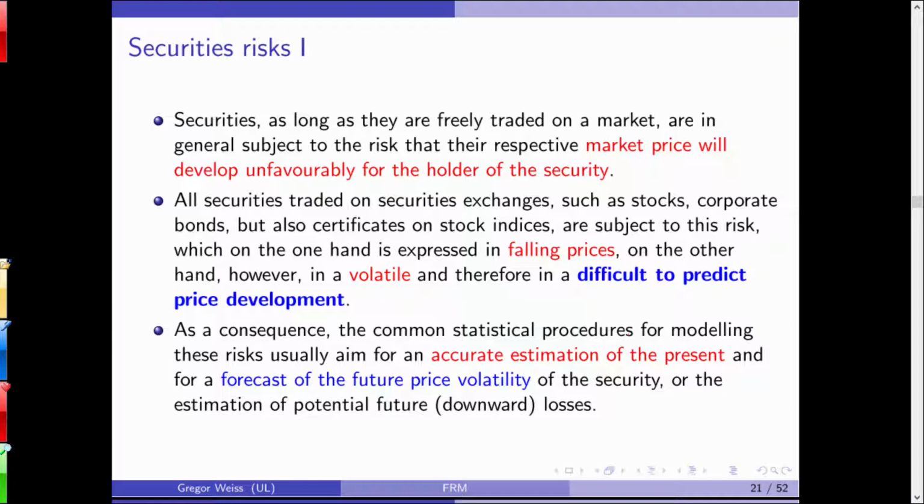Sometimes we also have structured financial products. We have certificates on stock indexes. They are also subject to this risk. Again, we might have falling prices, or we can also have higher volatility in indexes and market prices. And this usually makes it difficult to predict the time evolution of these prices. If we were able to predict the price evolution, we would have won the lottery. If I were able to predict today's and tomorrow's stock price development, I would probably not be standing here.